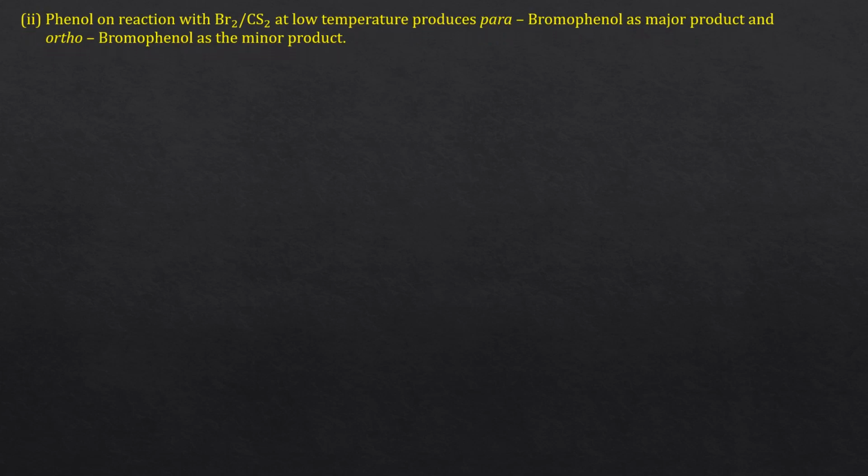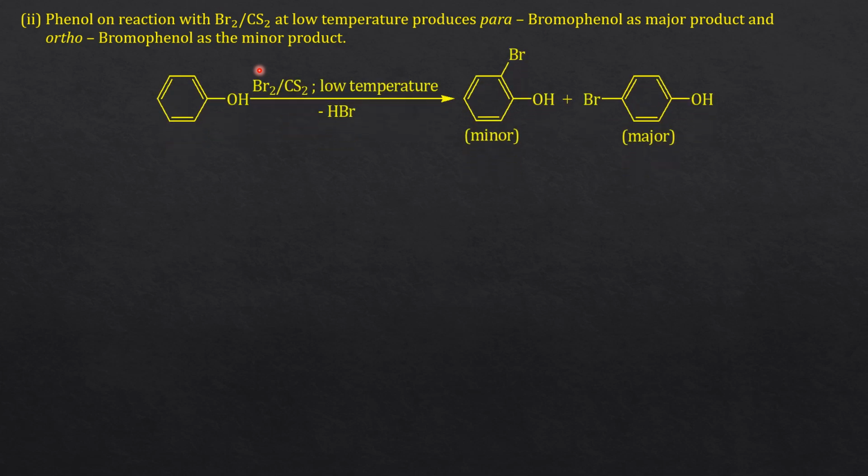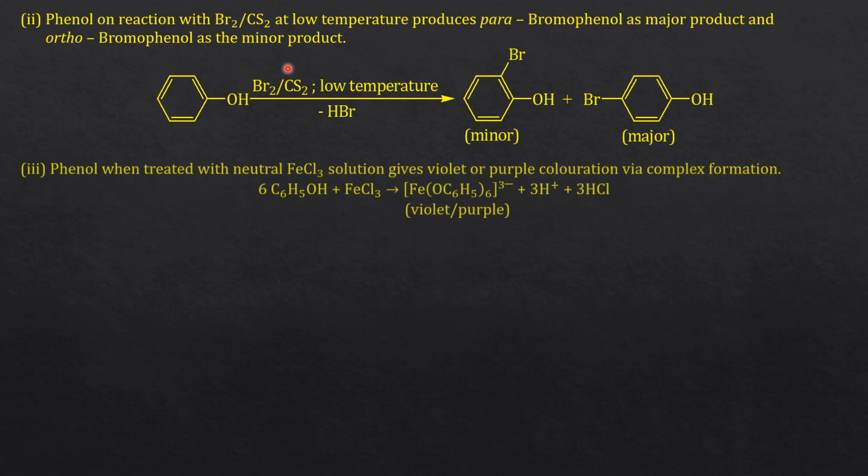Then they are asking what happens with bromine in carbon disulfide. This is a very famous question. Bromine water gives you the precipitate of 2,4,6-tribromophenol, but bromine in carbon disulfide, only monobromination takes place, and OH being an ortho-para directing group, you will get ortho-bromophenol and para-bromophenol. And para will be major because it is sterically more viable.